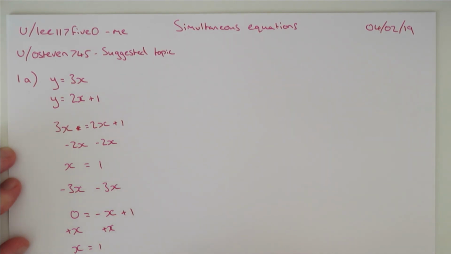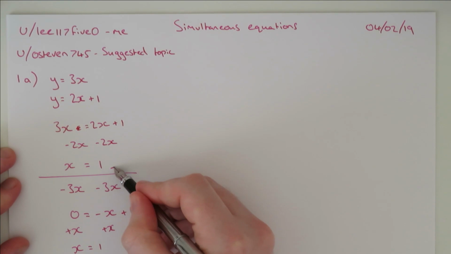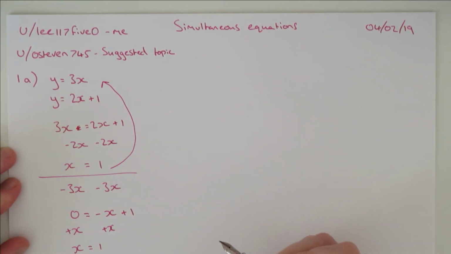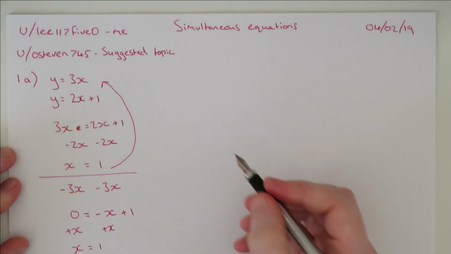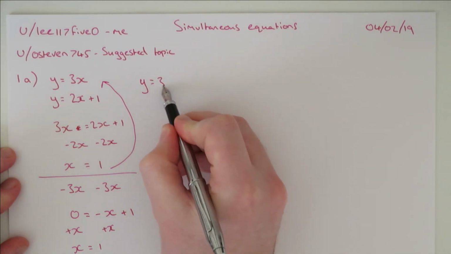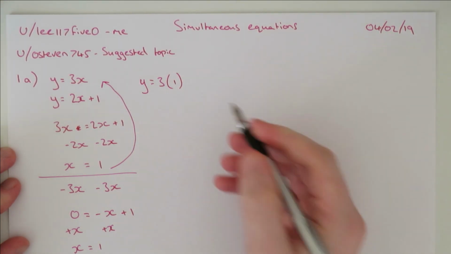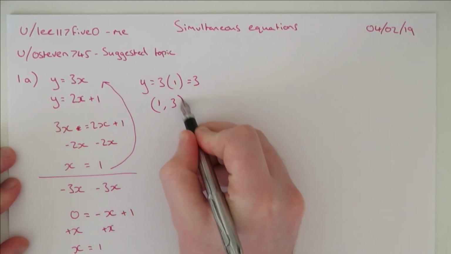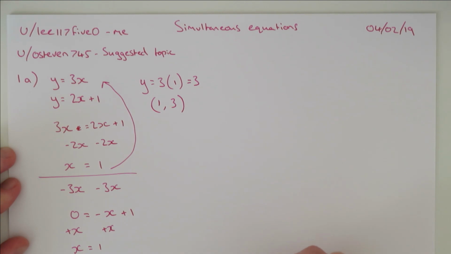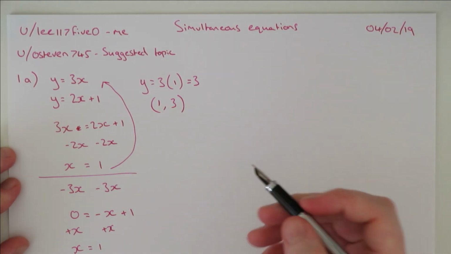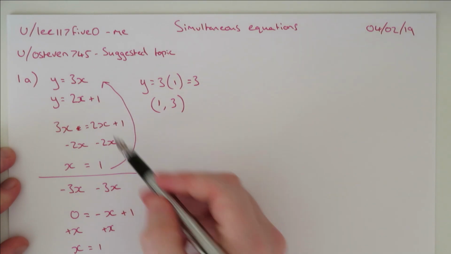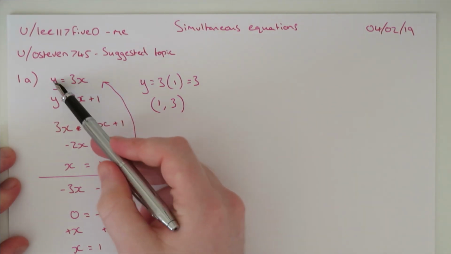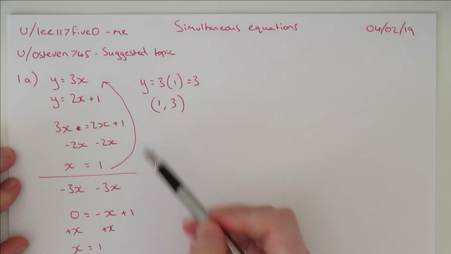Now once you have one solution there, in an ideal world you would have stopped there, got x equals 1, that's good. You then put this back into one of your equations. So here I'm just going to put it into this first one. So y equals 3 lots of 1, 3x. So y is equal to 3. So then we have our result: 1, 3. So what this means graphically, if you were to draw these two lines, is that these two straight lines intersect at that point.